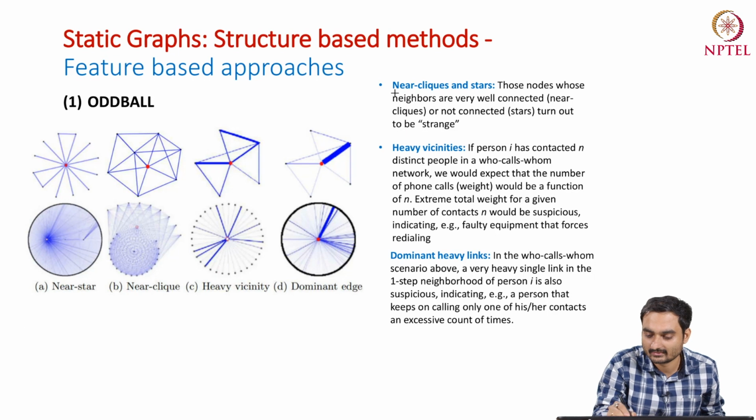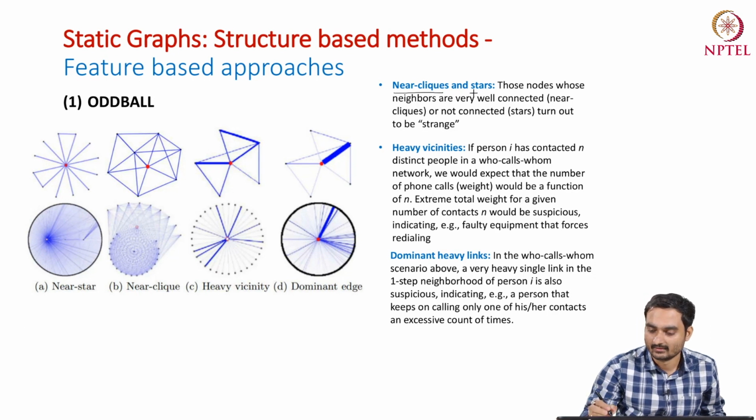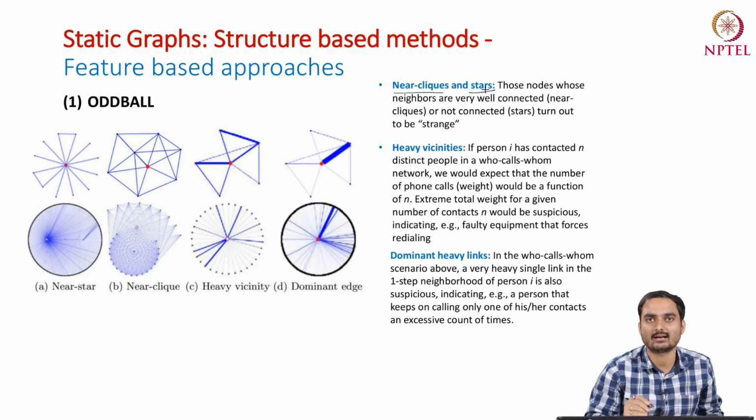So one is cliques. A clique or a near clique is anomalous, because generally a graph doesn't contain clique-like structures. So if we see a clique, it may be considered an anomalous entity. Similarly, the star-like structure is again very rare. So if we see a near star, it can again be considered an anomalous entity.